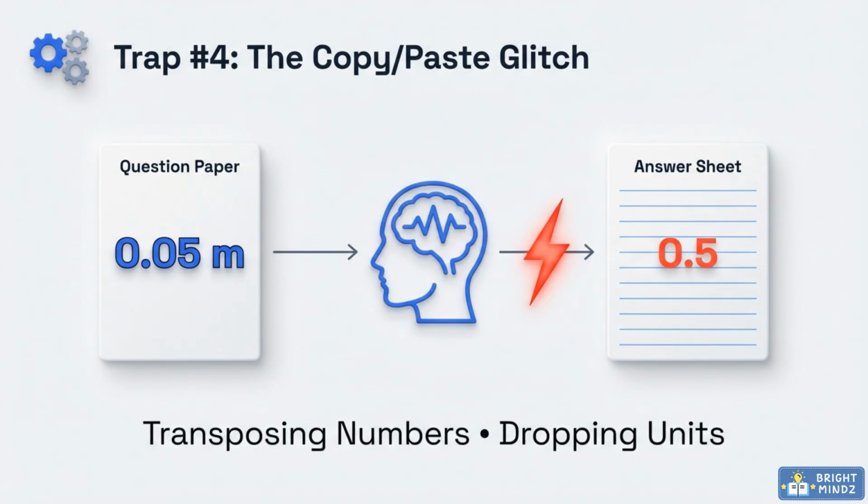A related trap is the copy paste glitch. Your brain copies numbers from the question to your answer, but they change on the way. Maybe 0.05 becomes 0.5, a power of 10 disappears, or the units just vanish. You knew what to do, but the digits or units got scrambled. This quietly destroys marks in math and science questions unless you build the habit of checking what you copied.